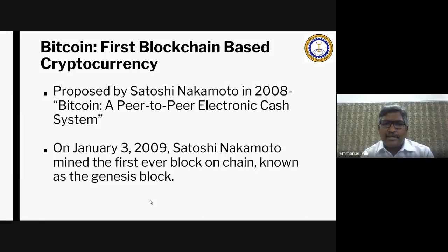And on January 3rd, 2009, he mined his first ever block on the chain, known as the Genesis block. So the first block on the blockchain is called the Genesis block. So he claims to be, but we don't know whether he or she or who it is. Satoshi Nakamoto is only a namesake. We don't know whether it is his actual name also.